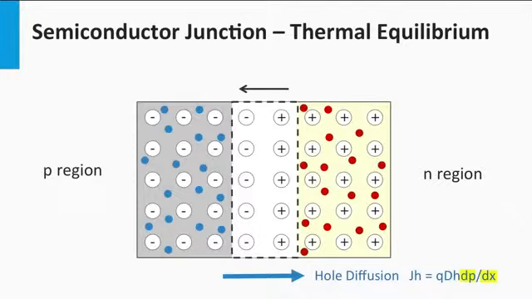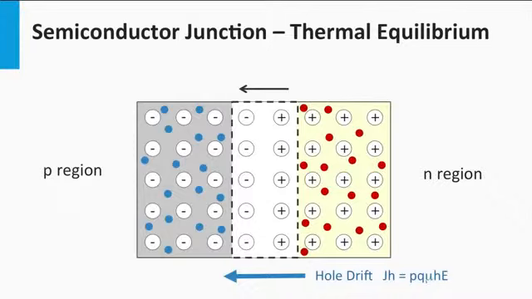To the contrary, the drift works on the minority charge carriers. The electric field will force the electrons in the p region, where the electrons are the minority charge carriers, to move back to the n region. Similarly, the electric field will force the holes in the n region, where the holes are the minority charge carriers, to move back to the p region. So the drift is controlled by the minority charge carrier density.